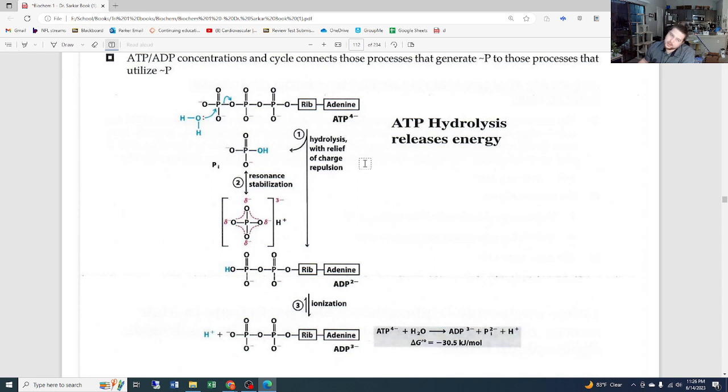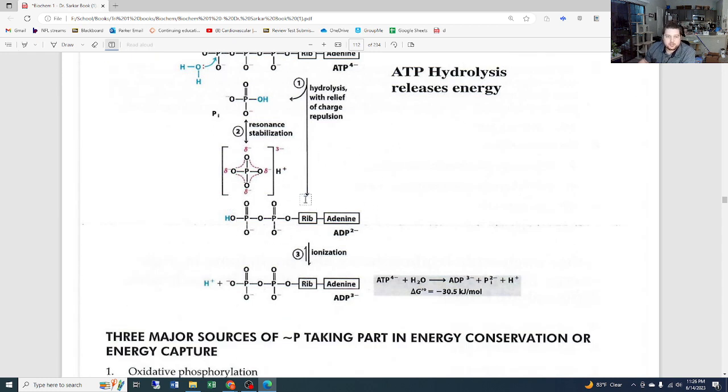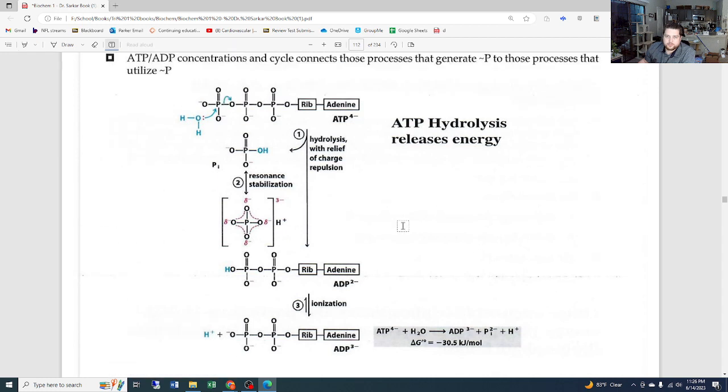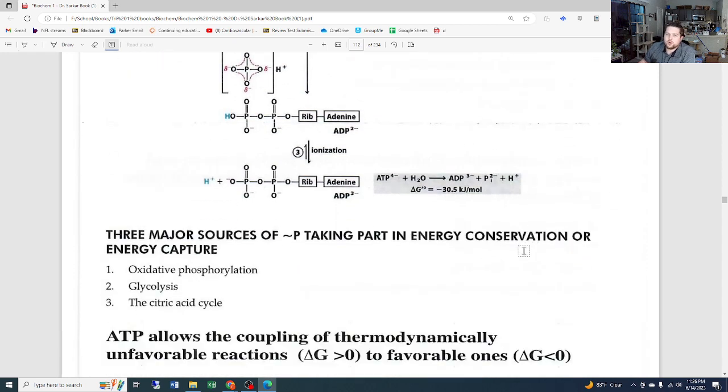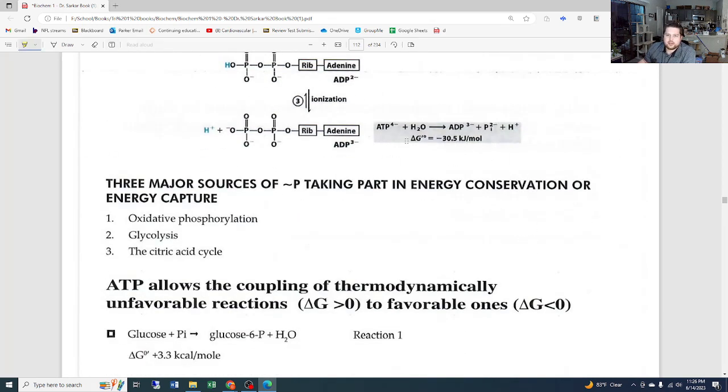ATP hydrolysis is the breaking down of ATP, and we'll talk a lot about ATP, its uses and its function, and why it's so important. One reason is that it releases a lot of energy. When ATP breaks down, it releases a ton of energy into the system to allow for things to occur. So there are 3 major sources of phosphate taking part in energy conservation or energy capture: oxidative phosphorylation, glycolysis, and the citric acid cycle, all of which we will get to later on in this book.